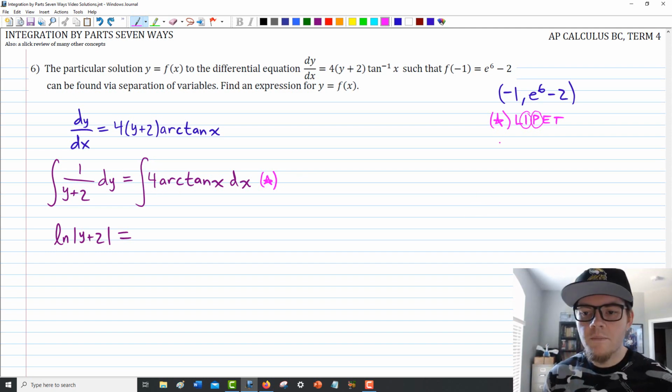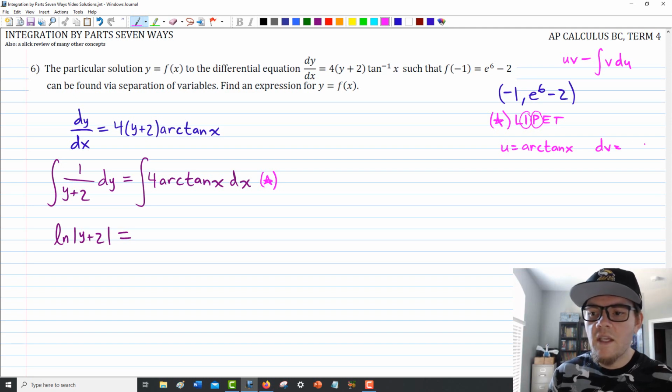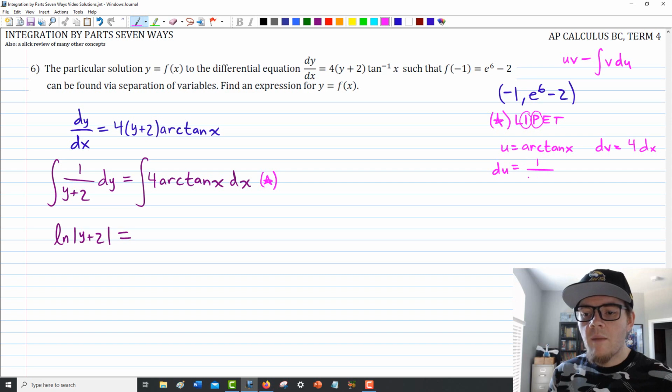So basically we have our choices. That means when we set up our work, and again I'm going to use uv minus the integral of v du, something I know I should have said on every single page, but I've forgotten a couple times. I'm going to let u equal the inverse trig function, since it came earlier in that LIPET acronym. Means we're going to have arctangent of x as our u, and that's going to leave dv to be 4 dx. When we go to calculate the next line, the derivative of arctangent is one that's probably in your head by now. It becomes a rational function, 1 over 1 plus x squared. We'll put the dx in there for completion. That will also leave us v equal to the antiderivative of 4, which is 4x.